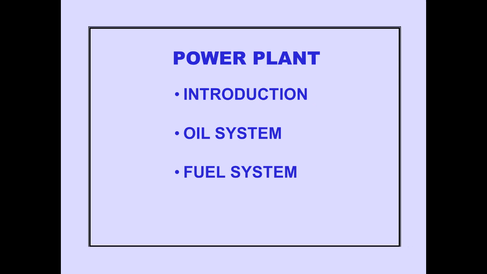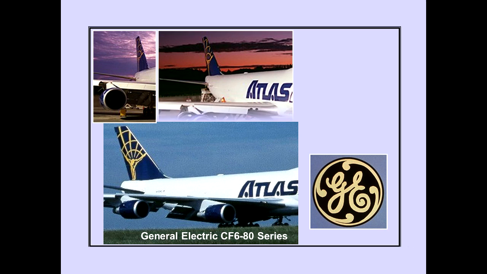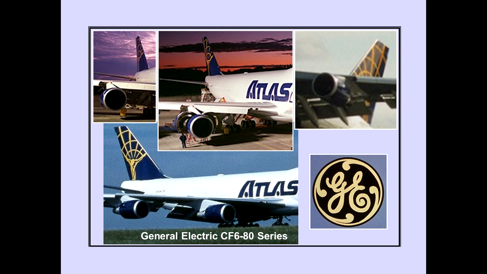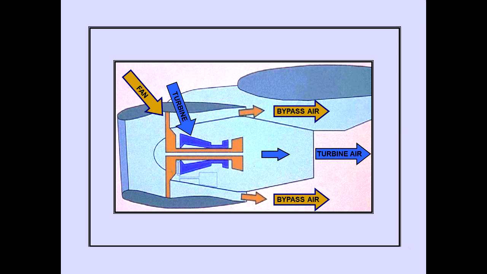This part includes a general power plant introduction and a detailed description of the oil system and fuel system. Let's begin with a description of the power plant. 4 General Electric CF680 C2 series turbofan engines power the airplane. The engines are high-bypass 2-spool axial flow turbofans.